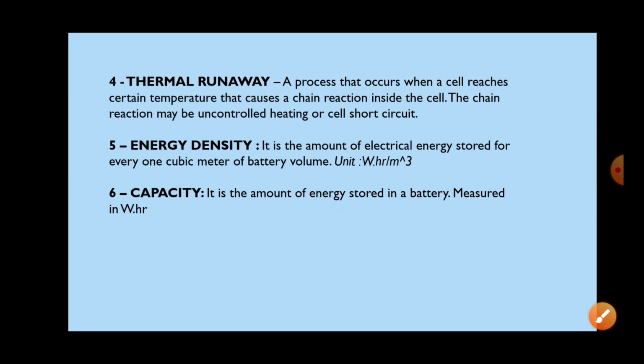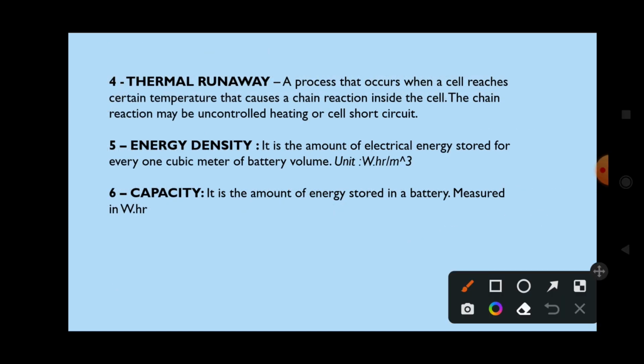Next, thermal runaway. Thermal runaway is the process that occurs when the cell reaches a certain temperature. A chain reaction occurs, and the chain reaction may be uncontrolled heating or cell short circuit. Energy density. The amount of electrical energy stored for every 1 cubic meter of battery volume. The unit is watt hour per meter cube. Capacity. Capacity is the amount of energy stored in a battery. It is measured in watt hours.